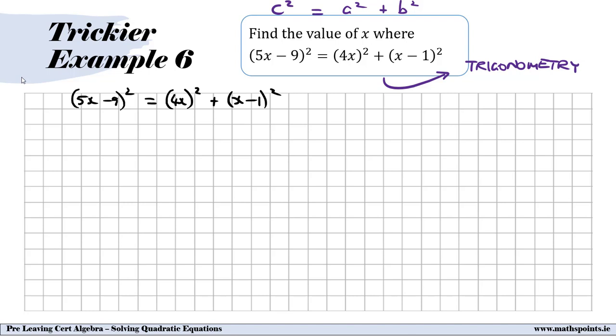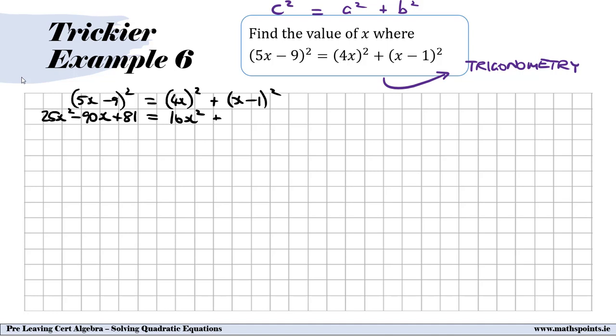Using our quick method of squaring out a bracket, we have the first term, 5x squared, is 25x². We have the last term, minus 9 squared, is plus 81. And then if we multiply the two terms, 5x times minus 9 is minus 45x, and then double it, we get minus 90x. Equals (4x)², which is 16x².